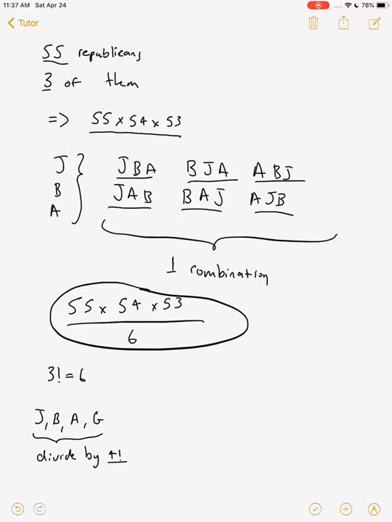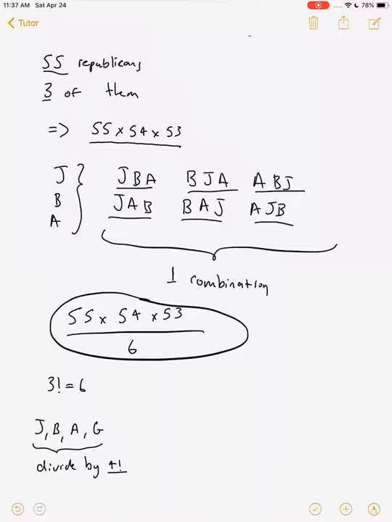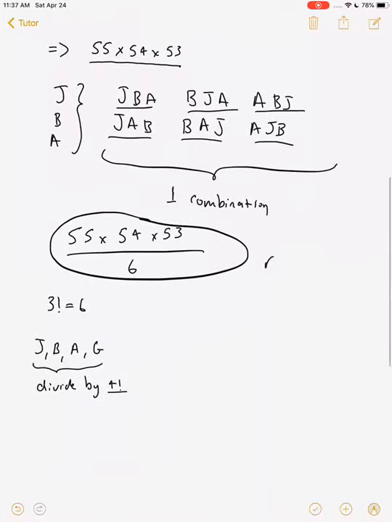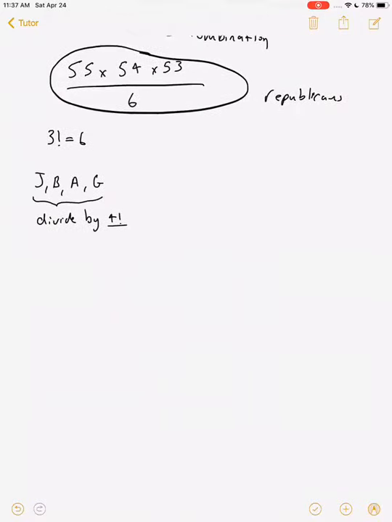Okay, so you're right. This is just for Republicans now. Now we're not done the question yet. We still have Democrats. Now for Democrats, we have 45 in total, and we want to choose just 2 of them. So can you think of an equation for this? It's the same way we did the Republicans. It's just now we have different numbers to work from.